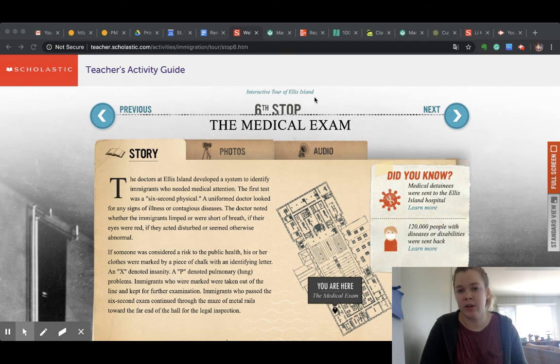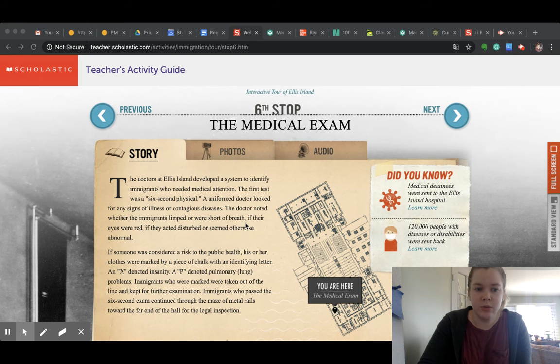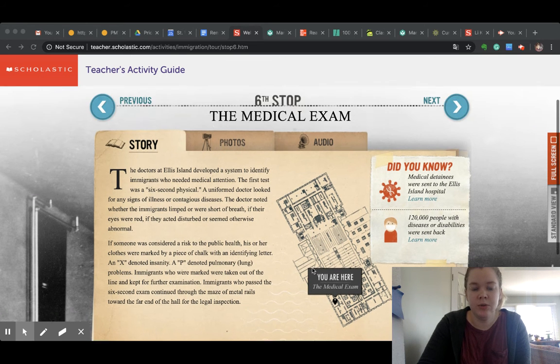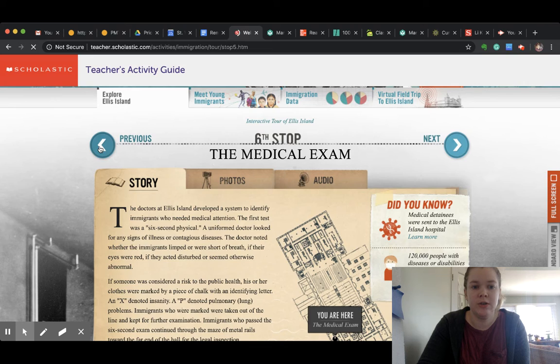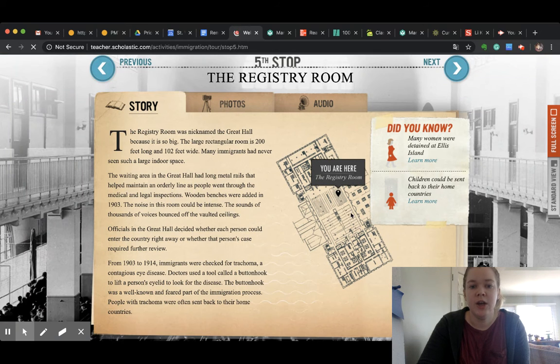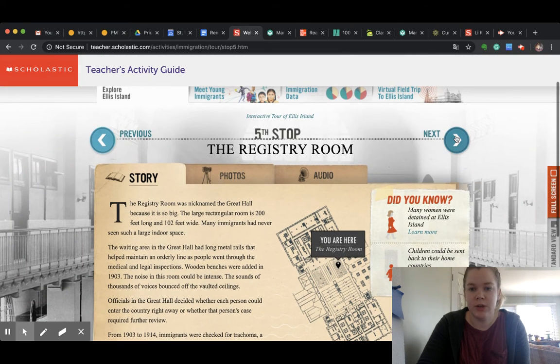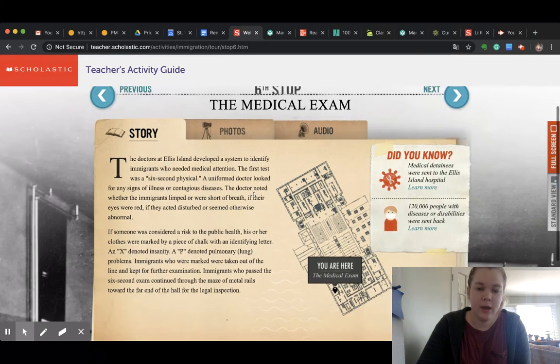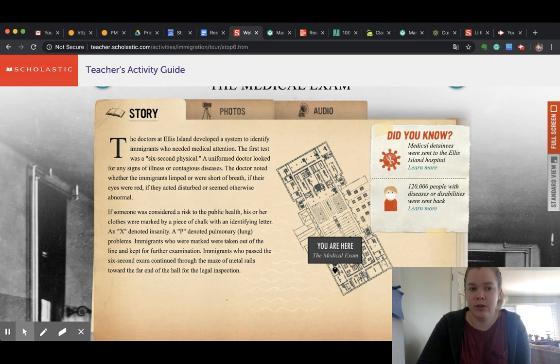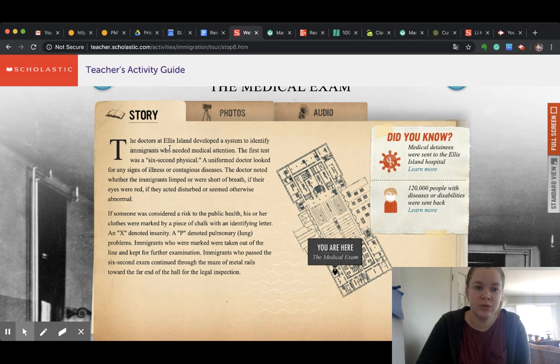Like Ireland, a lot of people came over for famine, and a lot of people from Eastern Europe came over because of poverty or war. Okay, so like World War II or World War I. As we go through this, you're going to have a story. We've gone through this before where you can see our different stops, and we move through the building as we go. And right now we're going to go to the medical room. So we have our story all about the doctors.